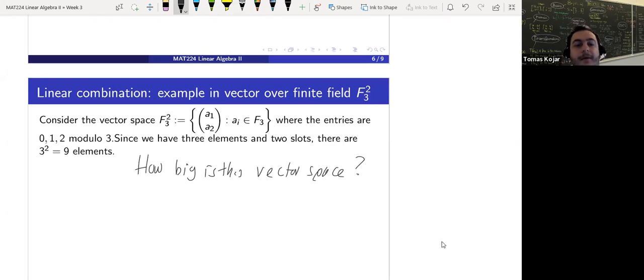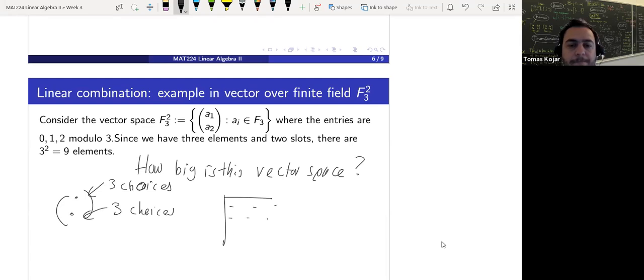Right? And for modulo, it's easy. So you have 2 entries, and you only have 3 choices for each one. Right? So that means, many of you have already formed the tables, you will have 9 elements. So you have 9 possible elements for this vector space. So that's how big the vector space is. It's 9 elements. Okay.